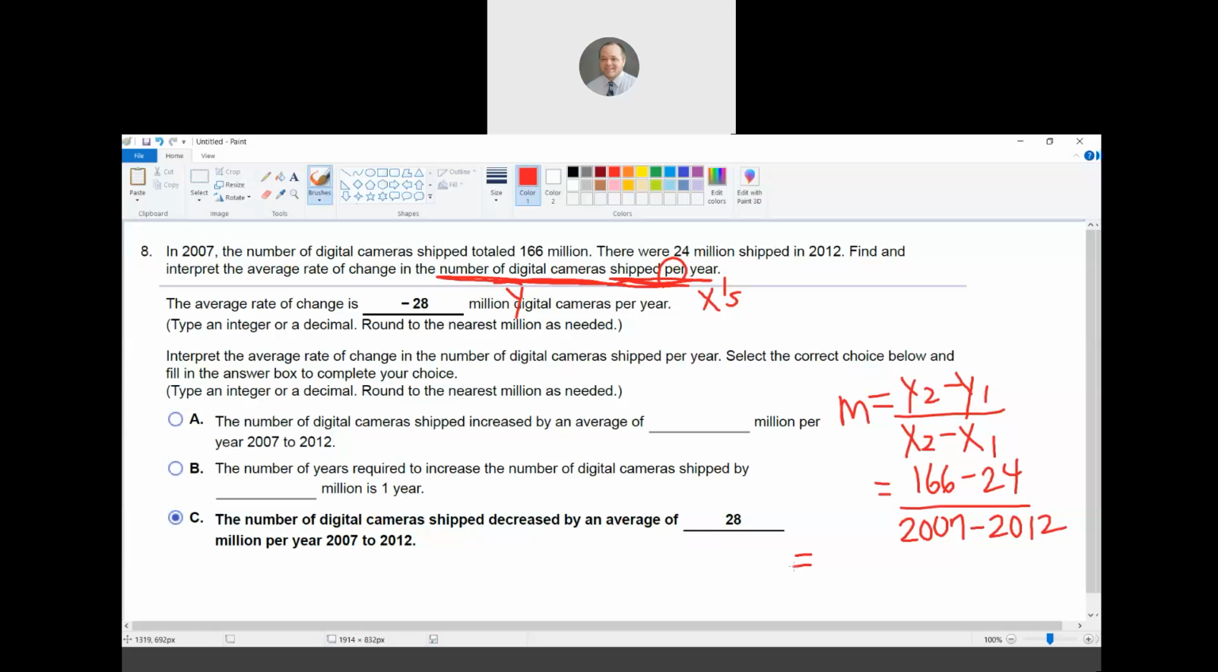When we perform the calculations, we get 142 all over -5. And I'm going to put that in my calculator. You get -28.4. My math lab says round to the nearest million. So our slope is actually -28.